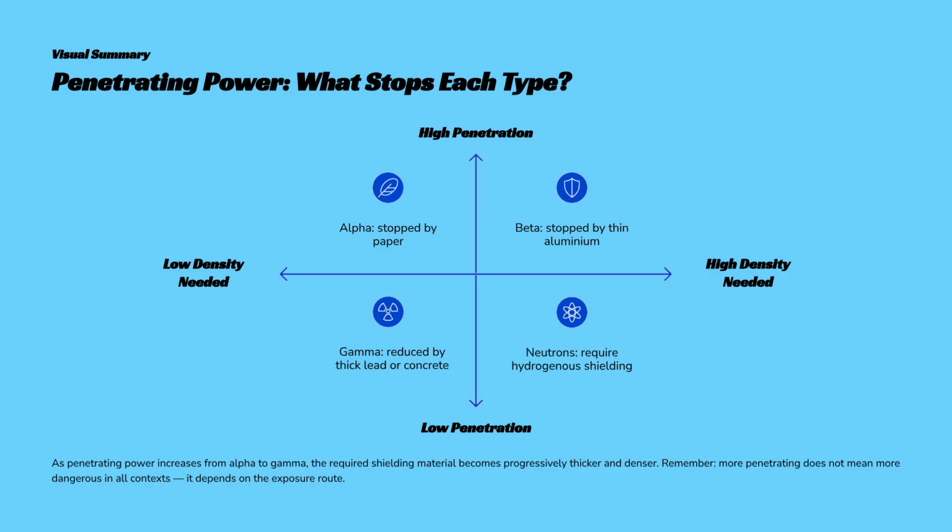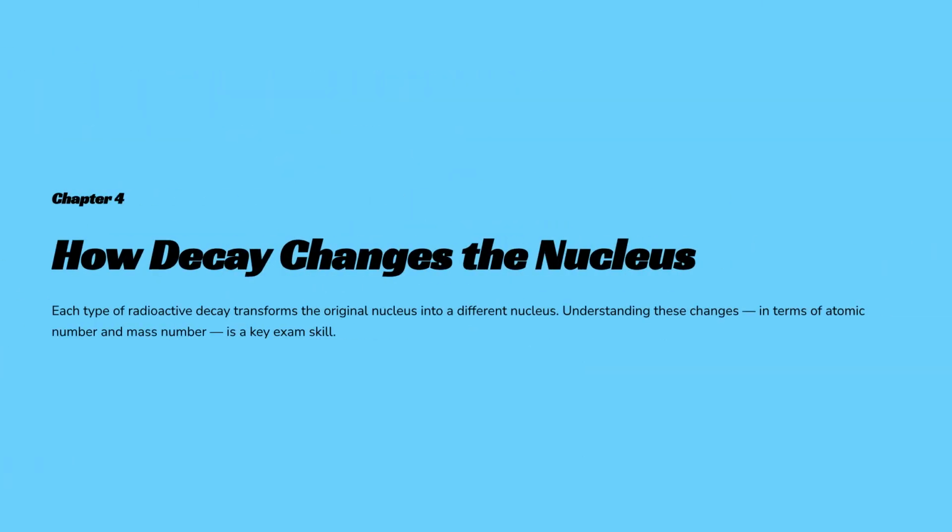This diagram summarizes what stops each type. Notice how the required density of shielding increases as the penetrating power increases. Remember, the best shield depends on the specific type of radiation being blocked. Next, let's look at how radioactive decay actually changes the nucleus.